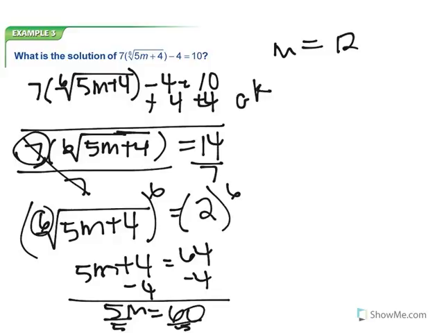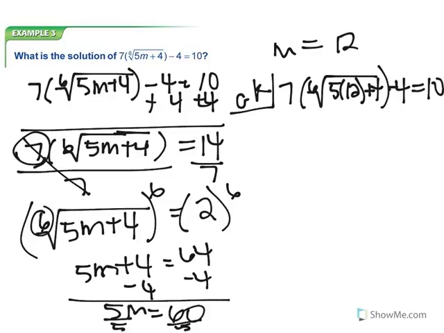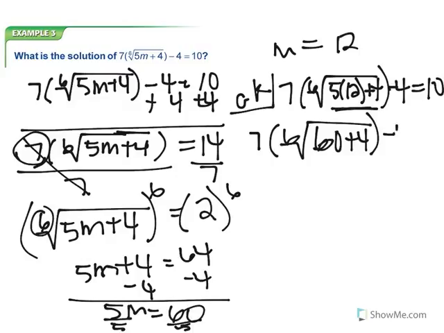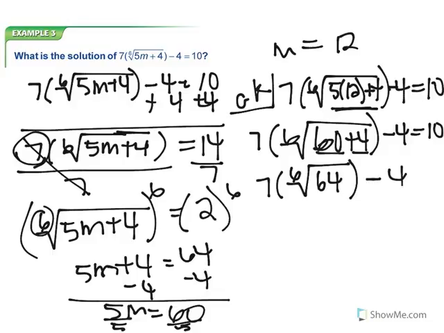So again, we always have to go back and check. We're going to plug it back into our original equation. So we have 7 times the 6th root of 5 times 12 plus 4 minus 4 equals 10. Underneath the radical, we're going to combine all those values and solve for that first. So we have 7 times the 6th root of (5 times 12, which is 60, plus 4) minus 4 equals 10. So 7 times the 6th root of 64 minus 4 equals 10.